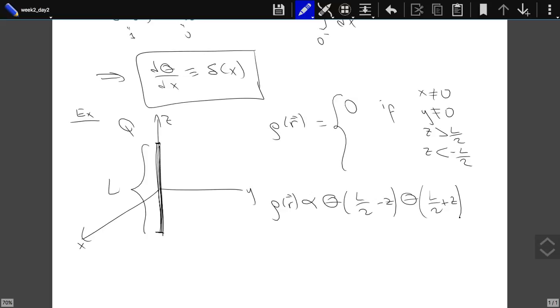It is proportional to that one. I don't know the proportionality constant, I didn't write it down, but at least I know that this function is 0 if z is larger than L over 2 and 0 if z is less than minus L over 2. So whatever comes here doesn't need to satisfy these two conditions, because this function already satisfies them.